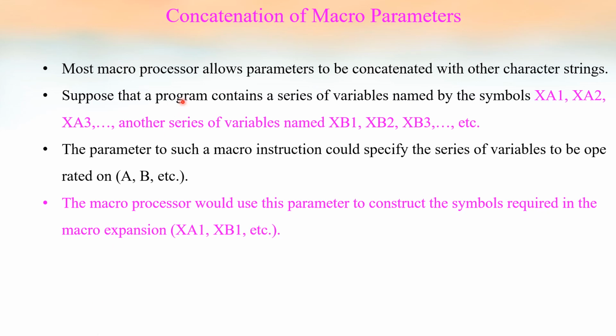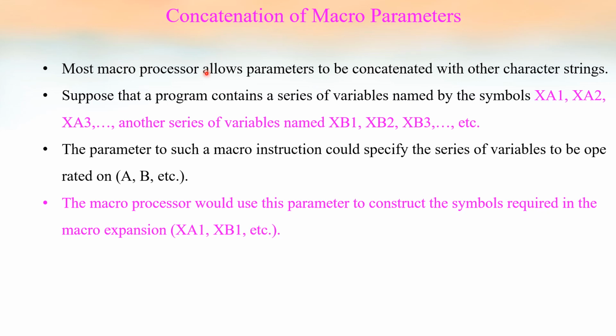So the first machine-independent feature is the concatenation of macro parameters. Most macroprocessors allow parameters to be concatenated with other character strings. Concatenation means joining of the macro parameters. Parameters, we already know, are the arguments. A macro is similar to a function, so it has parameters. How do we concatenate those parameters, and what is the advantage of doing that?